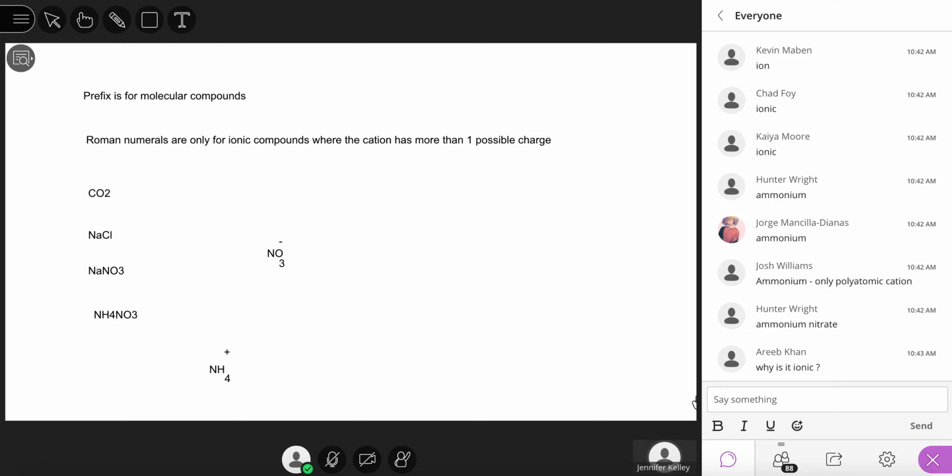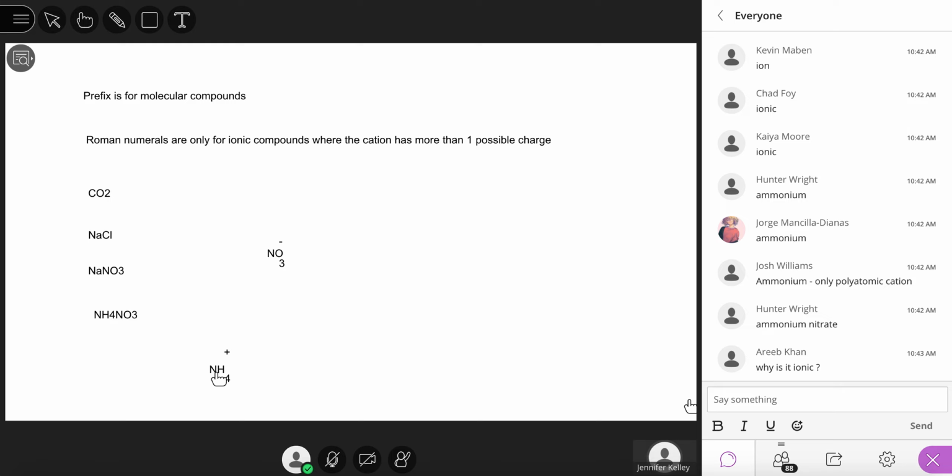Why is it ionic? That is a good question. So NH4 plus is an ion. It's one of the polyatomic ions. And NO3 minus is a polyatomic ion. So when you put them together, you get NH4NO3. And it's just made up of 2 polyatomic ions.